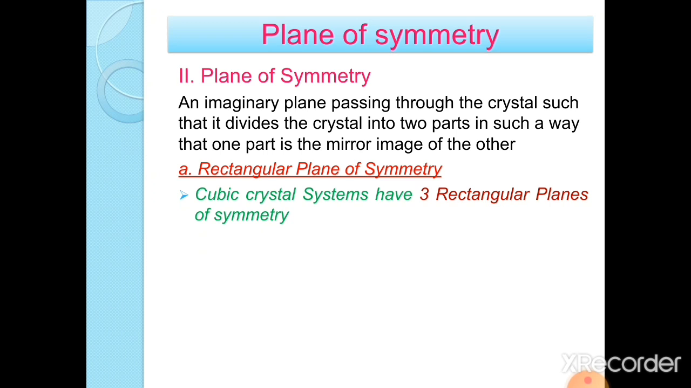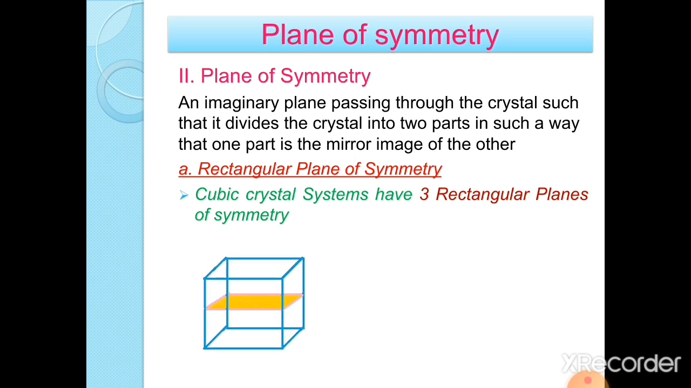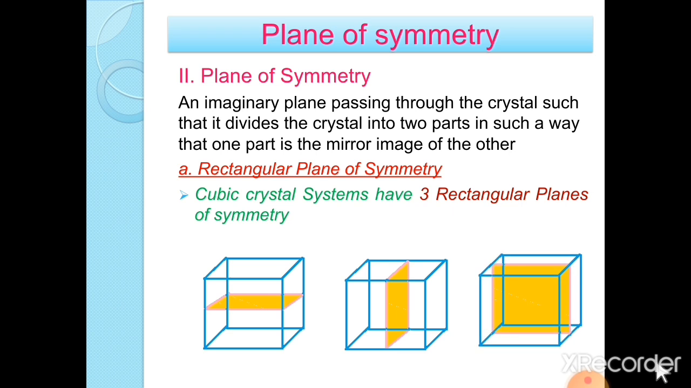Rectangular plane of symmetry. Cubic crystal systems have 3 rectangular planes of symmetry as shown below. You can observe in this figure, this plane can be considered along x-axis. It divides this crystal into two equal halves. This plane can be considered along y-axis, which divides the crystal into two equal halves. And this plane can be considered along z-axis, dividing this crystal into two equal halves.